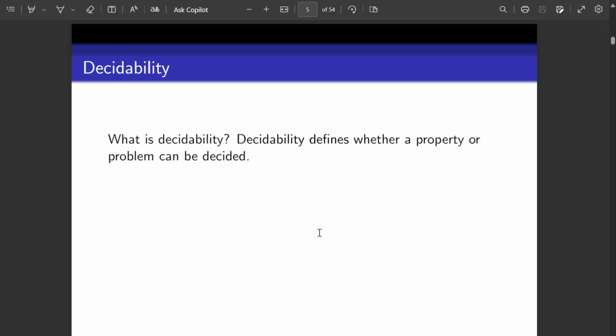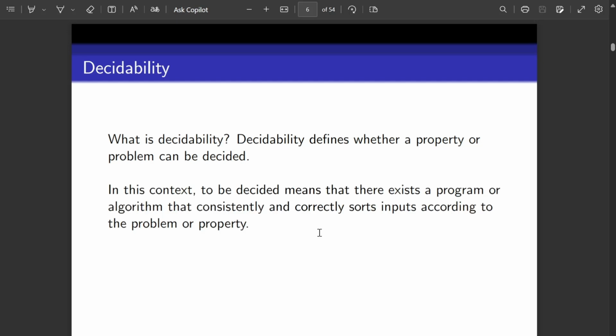Decidability defines whether or not a property or problem can be decided. And in this context, to be decided means that there exists a program or algorithm that consistently and correctly sorts inputs according to the problem or property. So it will always match the property or language.